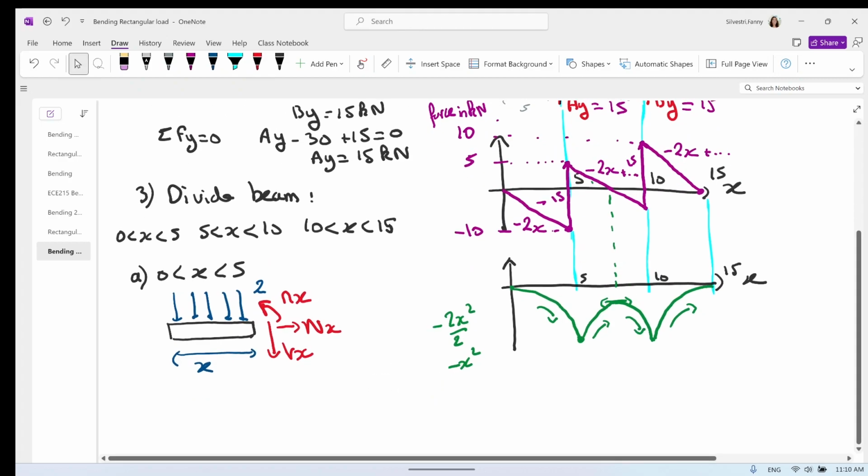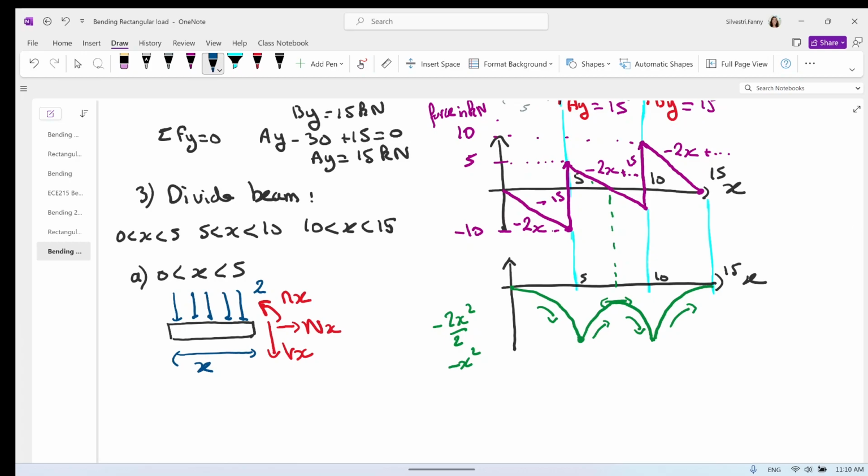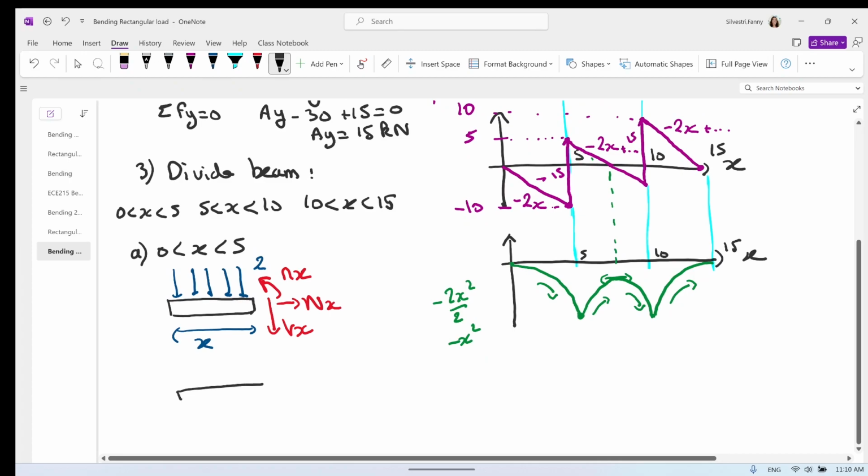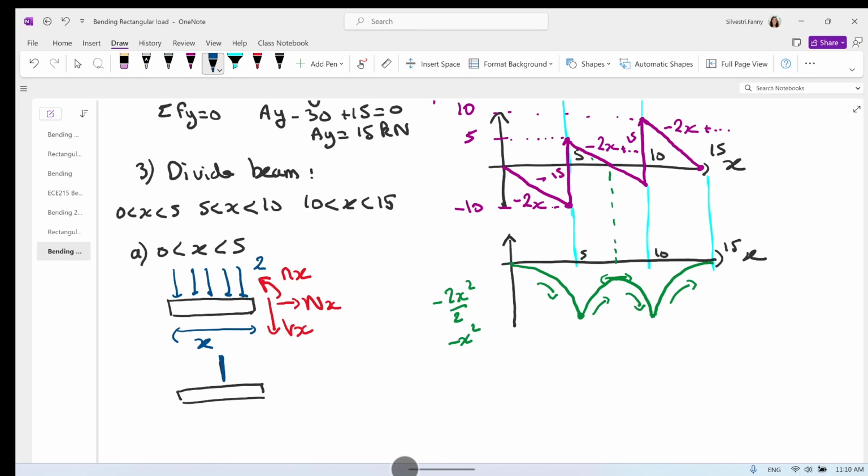That's our free body diagram. We can replace the distributed load, and I don't like to do that. I like to do it down. I will do it down. Sure, I've done that before. Our distributed load on the top will be 2 times the distance, so it will be 2x. The distance from that side will be x divided by 2.